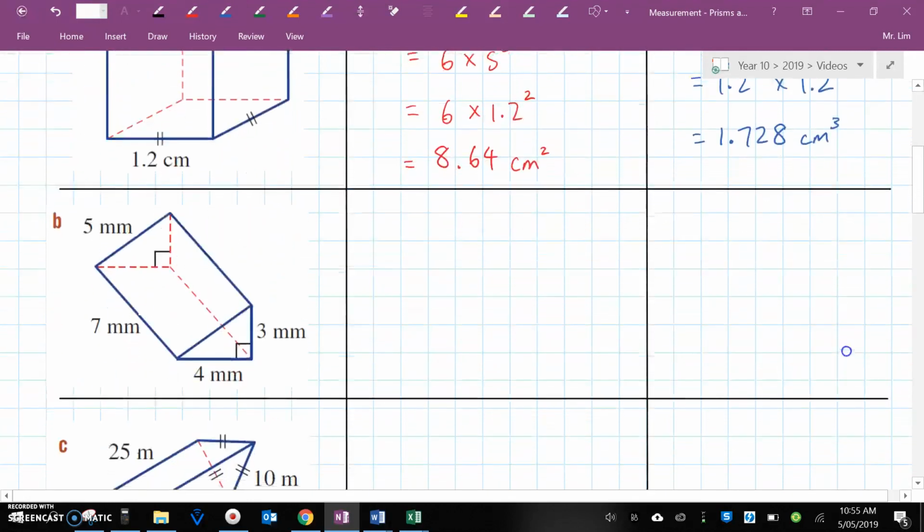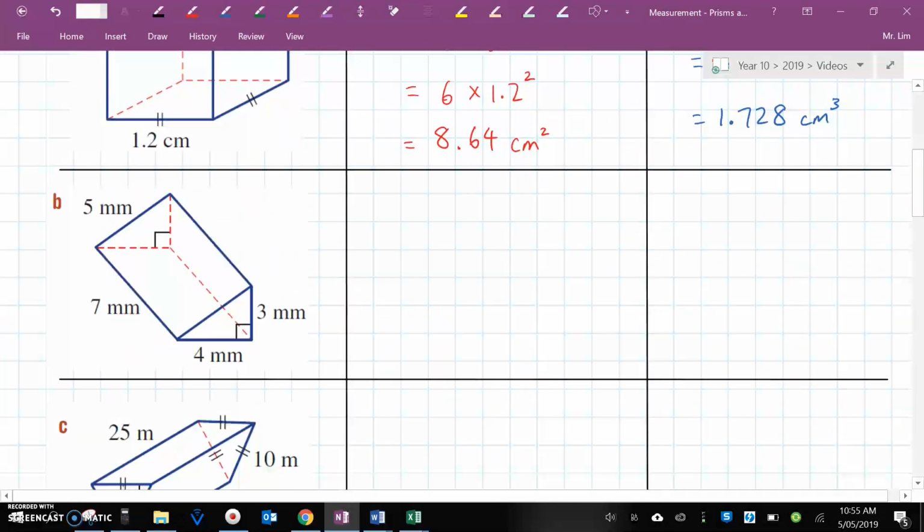Question B. Here we have a triangular prism. So it's important that you remember that this is a triangular prism. This will help when working out the volume. So let's just have a look at the surface area first.